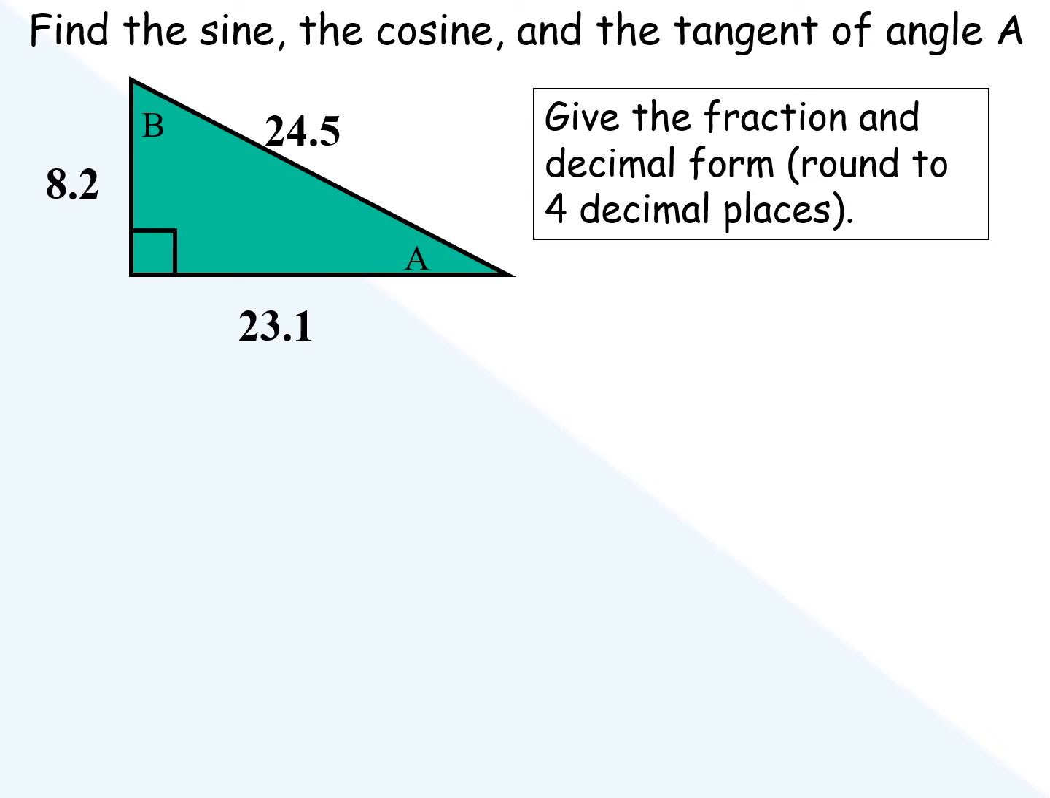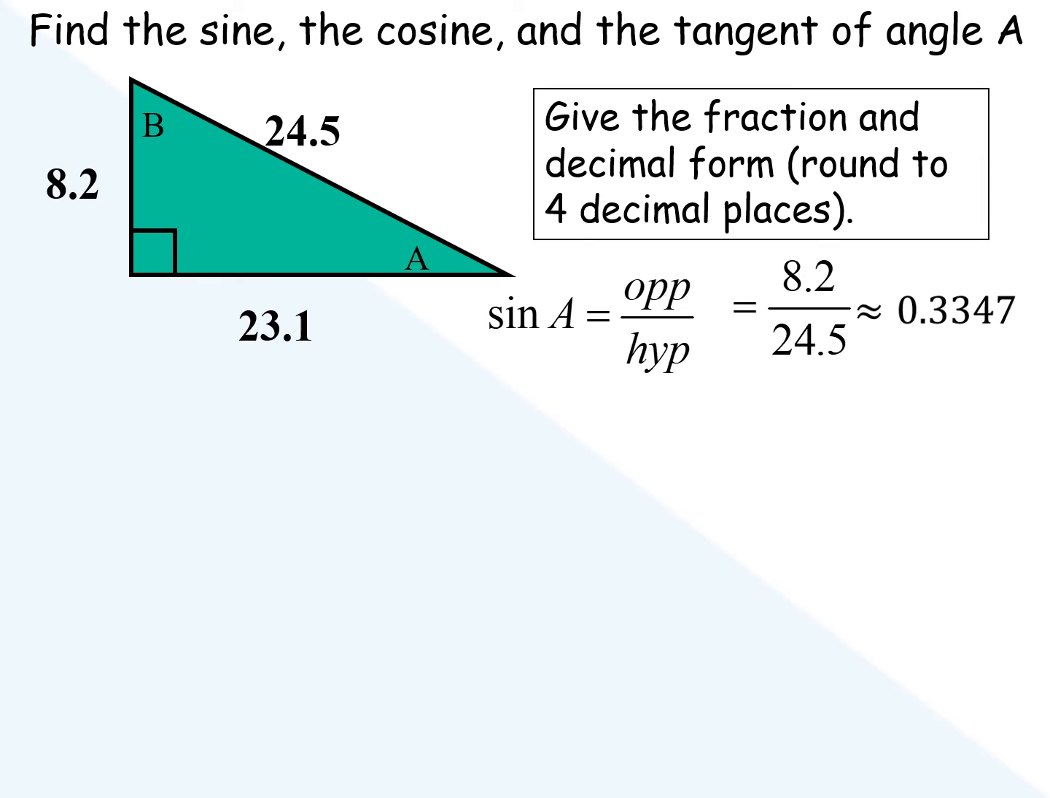Now let's move on to finding the sine, the cosine, and the tangent of angle A. Give the fraction as well as the decimal form and round to 4 decimal places. Since all of the lengths are given, all we need to do is determine sine A. Sine A is equal to opposite over hypotenuse, so it is equal to 8.2 over 24.5, or approximately equal to 0.3347.